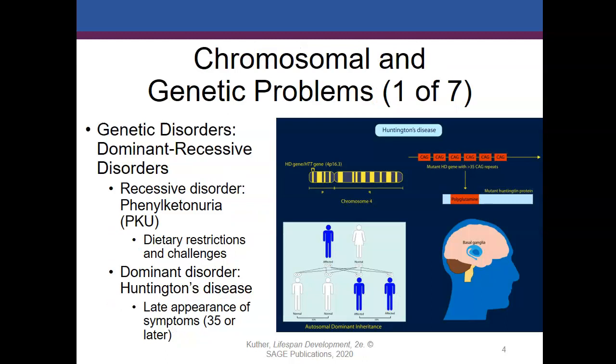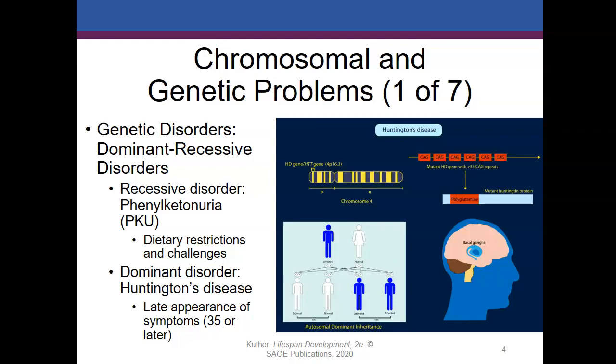PKU is a recessive disorder that only occurs when both parents carry the recessive allele. Individuals with PKU cannot produce an enzyme that breaks down phenylalanine, an amino acid. The phenylalanine builds up quickly to toxic levels that damage the central nervous system. Avoiding sources of phenylalanine through diet can prevent some of the deficits.